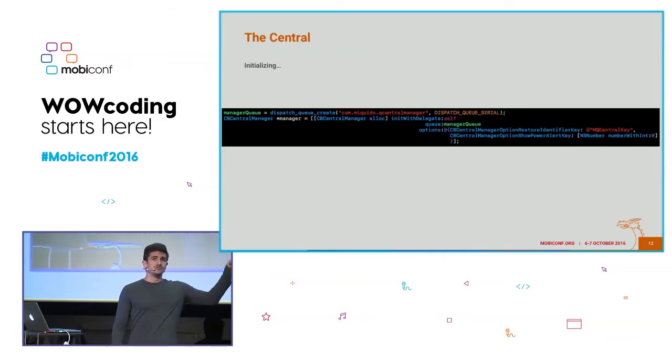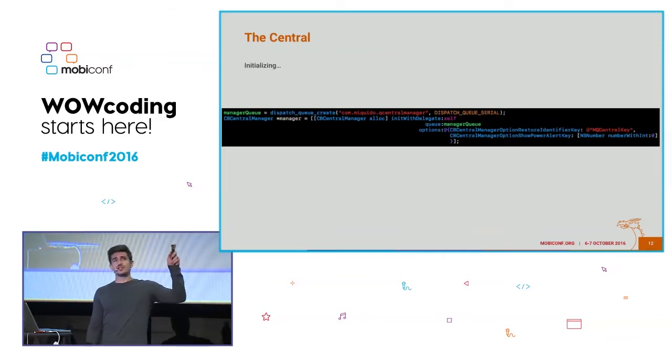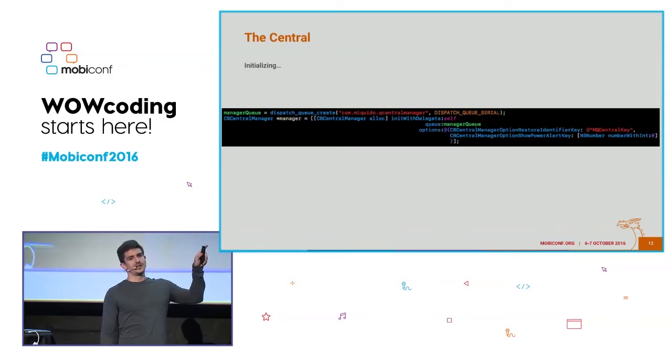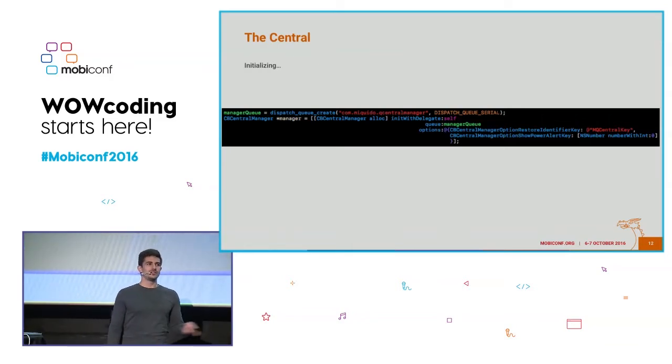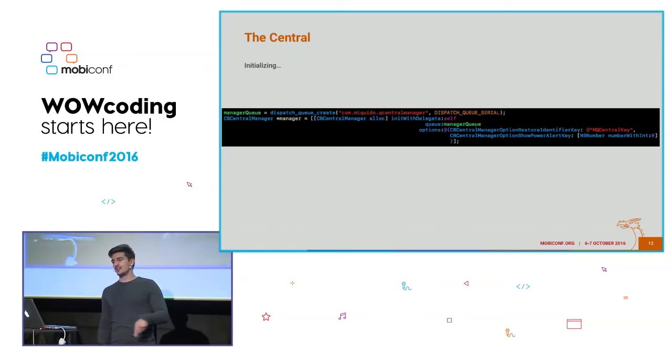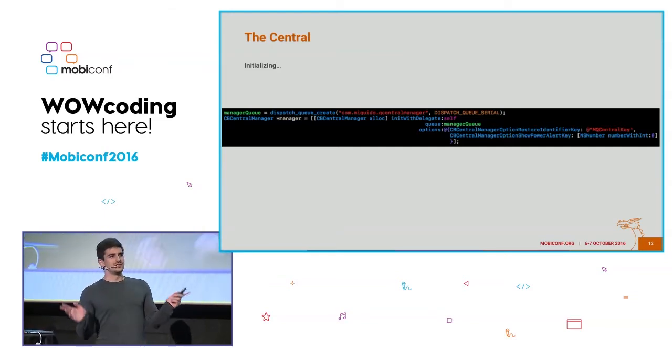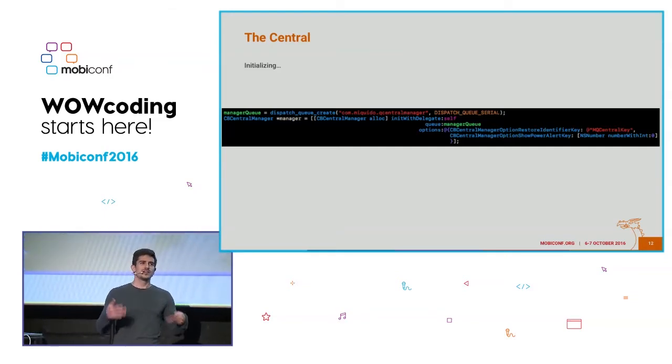This is the piece of code. It's pretty obvious. And the first thing I would like to point out is you see I'm creating a manager queue right at the very beginning. Why? If you follow the docs, you would just include this and it would give you init with delegate self, queue nil, options nil. Why? Because you don't care. You just want to get there.